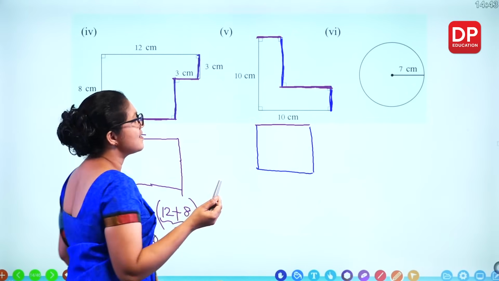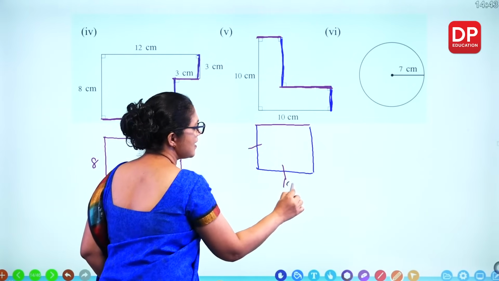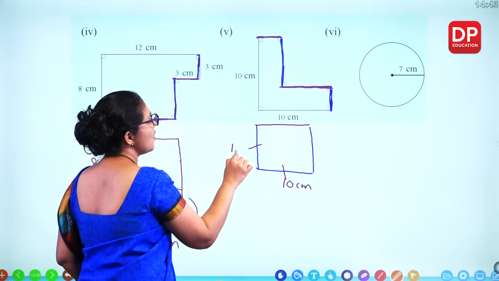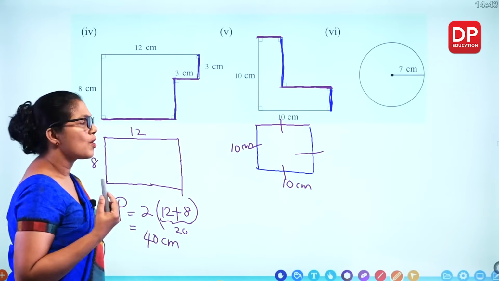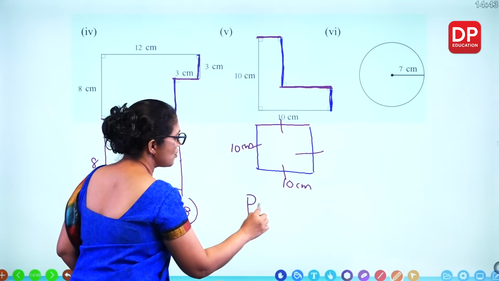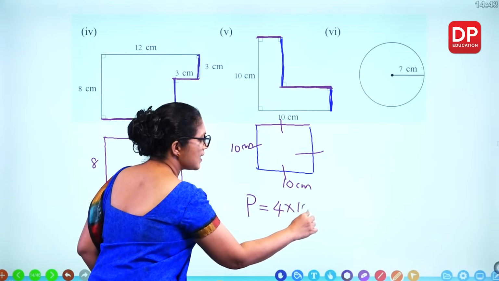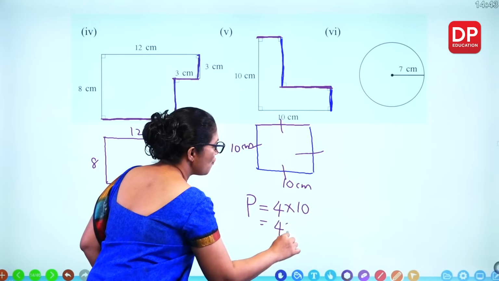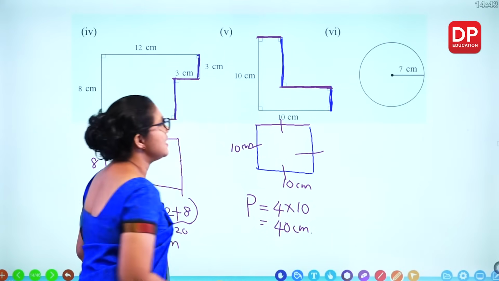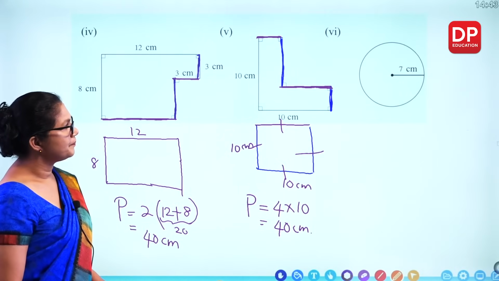So here this is a square. One side is 10, the other side also 10. So this is a square. So what's the formula we can use? Perimeter equals 4 times one side. So 4 times 10 is 40. So 40 centimeters for the perimeter of this figure.